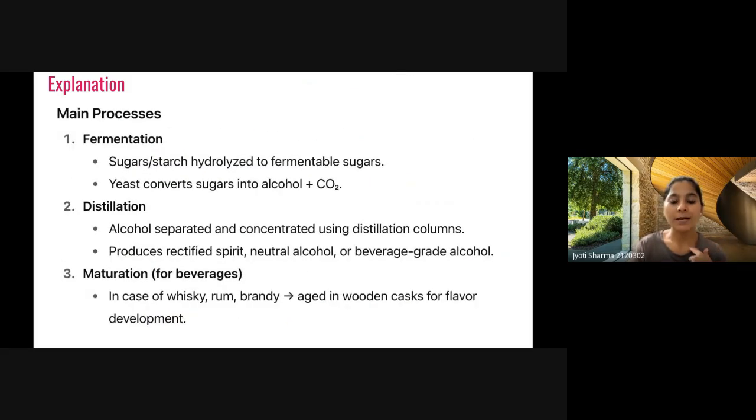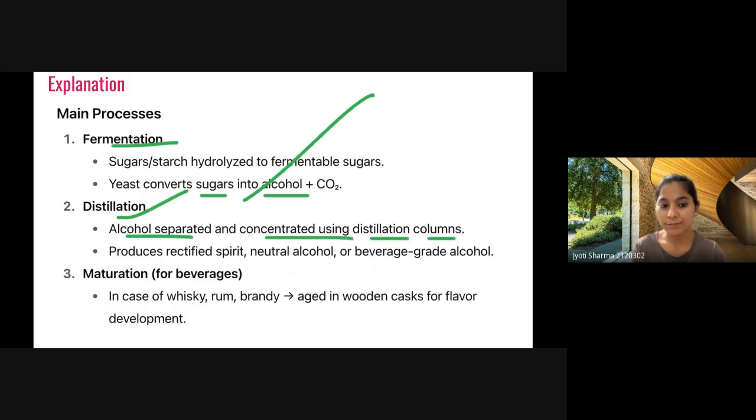So the steps are, we have to ferment this sugar into alcohol, the first thing. Then we have distillation. In this distillation, alcohol is separated and concentrated using distillation columns, and that will produce rectified spirit, neutral alcohol, beverage grade alcohol. So it means this will concentrate and this will separate different alcohol types, right?